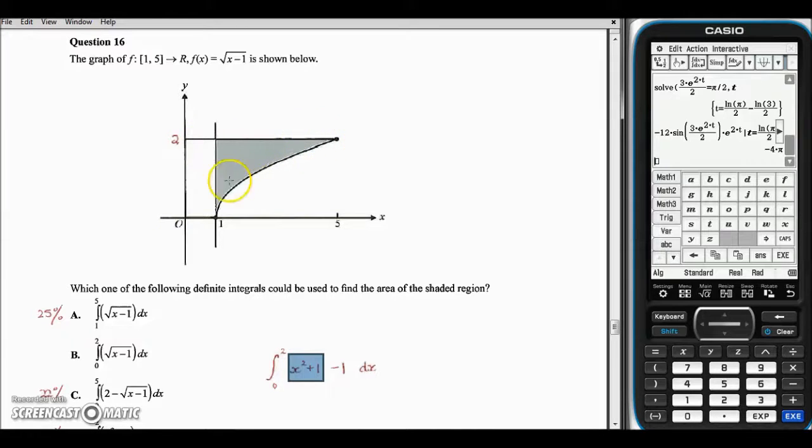Now, of course, the problem is that we've got this box here. So we'd have to, it's actually area between two curves.